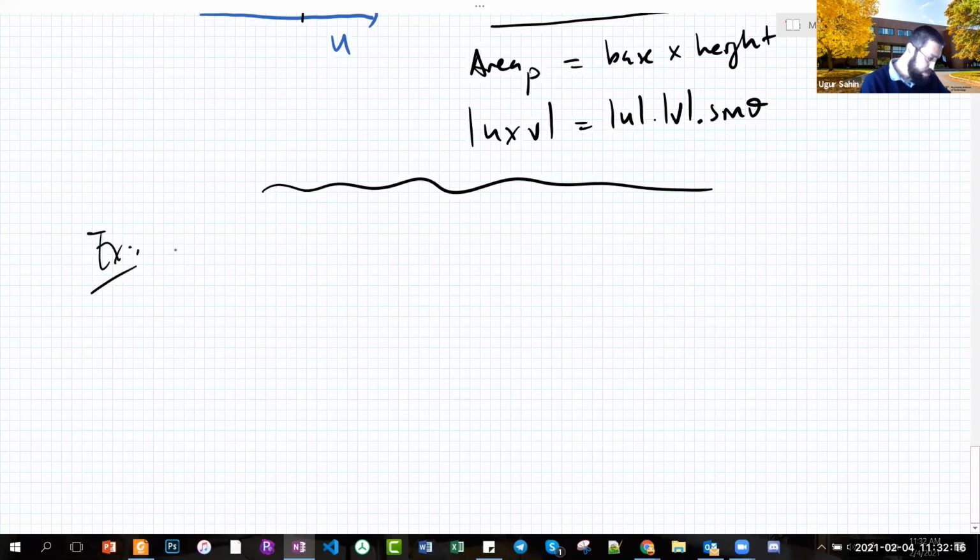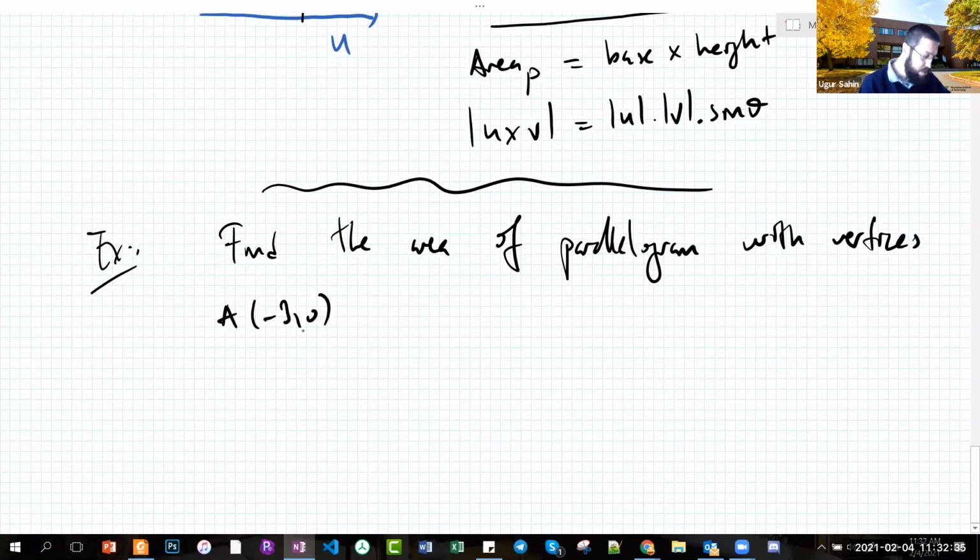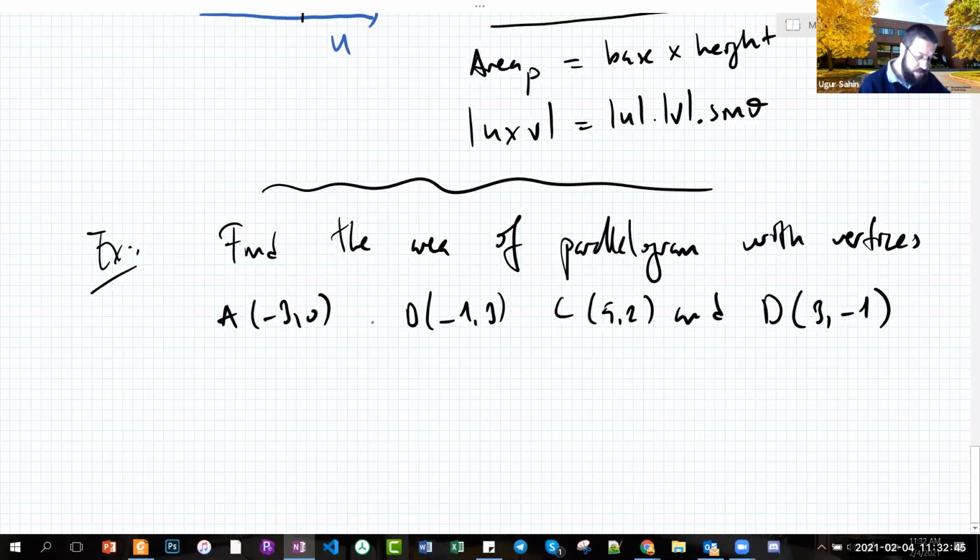Example. Find the area of the parallelogram with vertices A (-3, 0), B (-1, 3), C (5, 2), and D (3, -1).